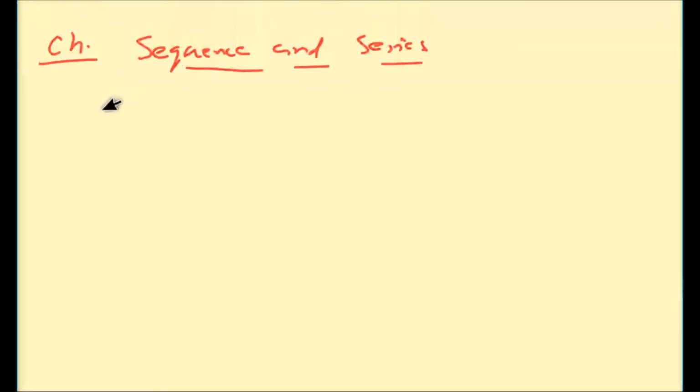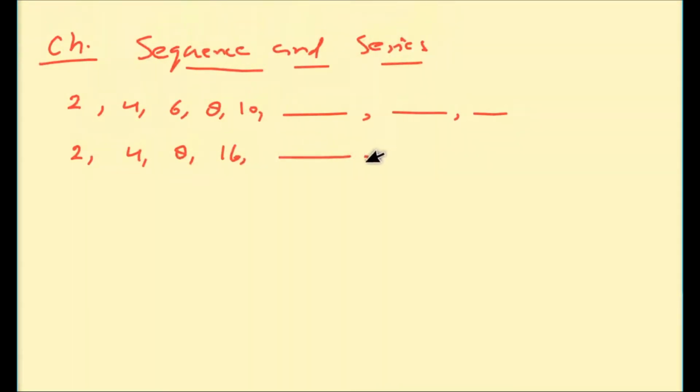Okay student, now tell me, if I am writing this number 2, 4, 6, 8, 10, can you tell me what number will become here? Okay, let you think first. And I am asking you again here. If we are writing 2, 4, 8, 16, then what number will become here? Can you tell me? First you think, then I will describe it to you.